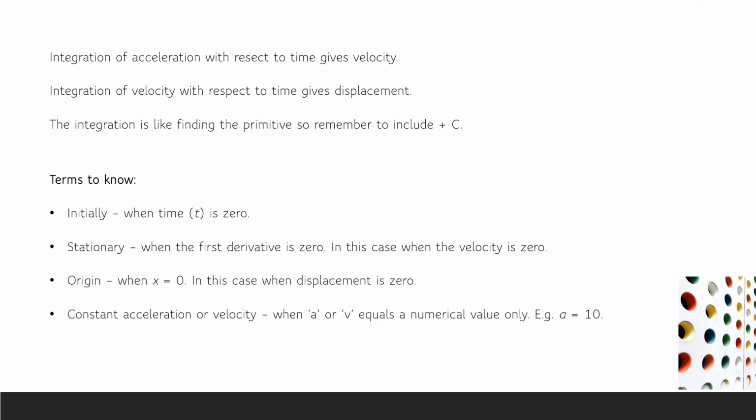So integration of acceleration with respect to time gives us the velocity, because remember, acceleration is the second derivative and velocity is the first derivative. And if we integrate velocity, we get displacement. The integration is like finding primitives, so remember to include the plus c. And in these cases, you will generally be given information to find the c value.